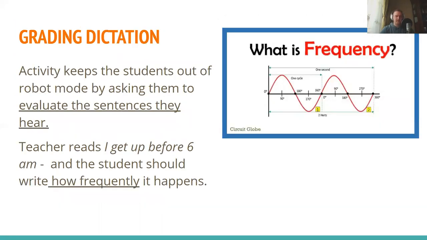The fourth one is grading dictation. The activity keeps the students out of robot mode by asking them to evaluate the sentences they hear. So the teacher reads, for example, "I get up before 6 a.m." And the student should write how frequently it happens. So fast note taking is a must here. You just can't do anything if you don't do that. As well, they'll need to imagine you in different situations and do it quite fast. Adverbs of frequency are learned super well here, but it depends on the level.